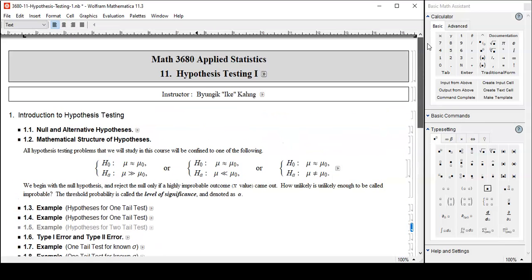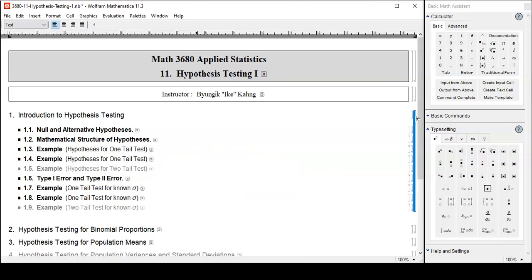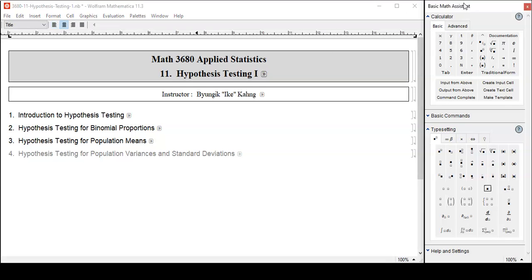All right, so much for the structure of hypotheses. We're going to talk about a little bit more theoretical detail, especially concerning the probability part, in a separate video. Stay tuned.